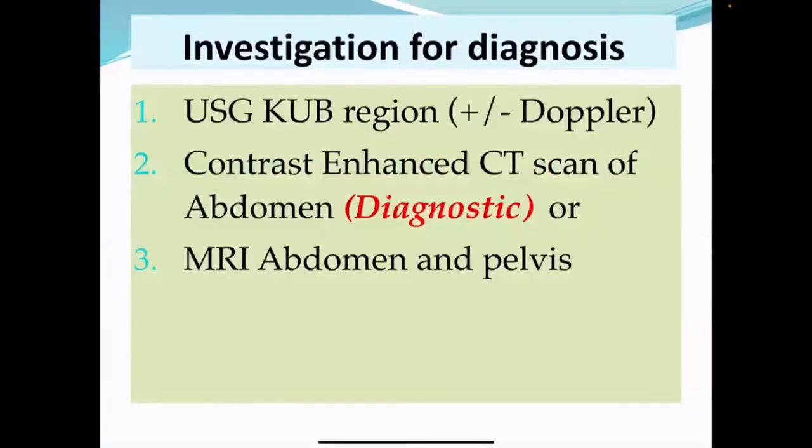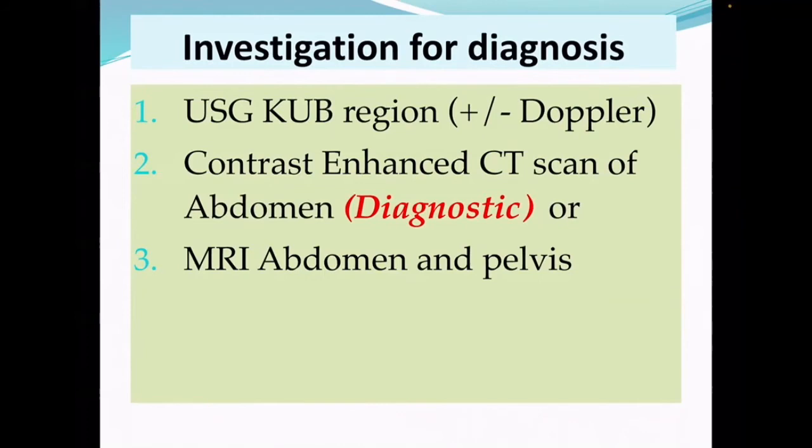For diagnosis, we can do ultrasonogram of KUB with or without Doppler. We can do that, but the best investigation is contrast enhanced CT scan of abdomen. This is the best diagnostic investigation. Sometimes we do MRI if there is some contraindication of CT scan. Otherwise, CT abdomen is the best diagnostic tool.